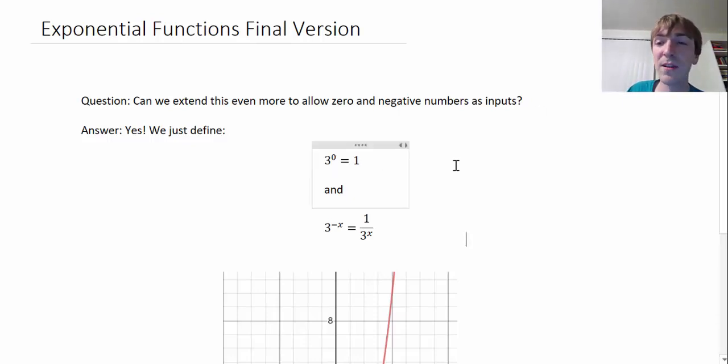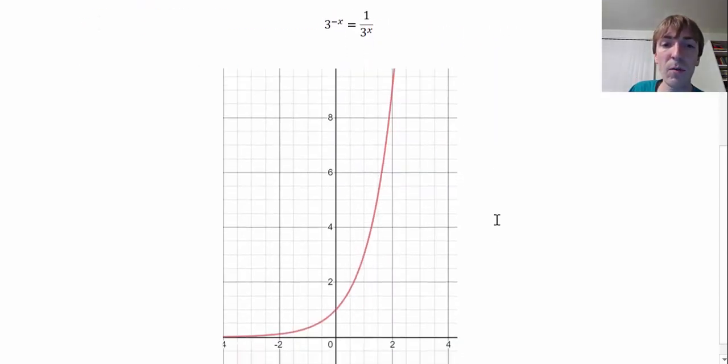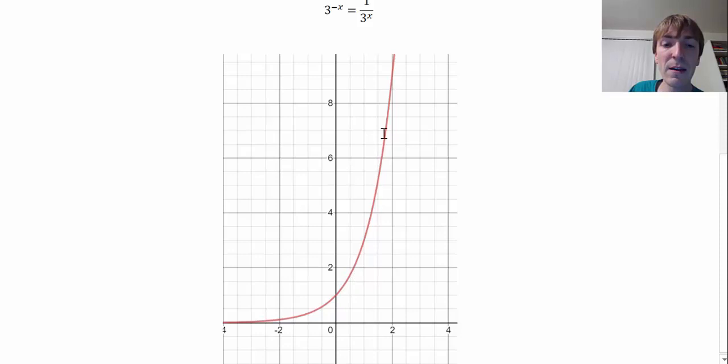And the way that we do that, well, what is 3 to the 0? That's just always 1. And if we want to plug a negative number in, like 3 to the minus x, we just define that to equal 1 over 3 to the x. Okay. So what that's going to do is it's going to fill in the left-hand side of this graph.